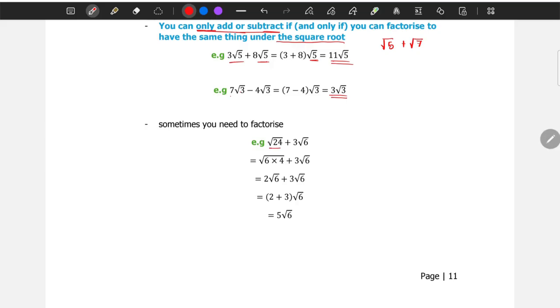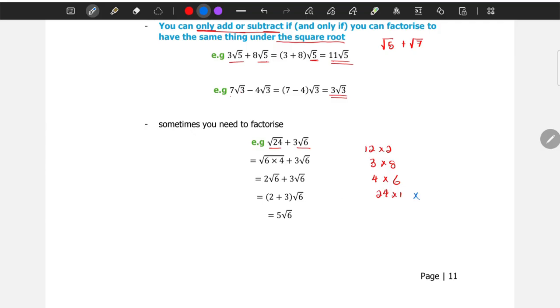For example, here we have 24 plus 3 square root of 6. So a question can come like this, and you have to recognize the thing: how can I express 24 into something that can give me a perfect square? So looking into the different factors that give 24, you either have 12 times 2, or 3 times 8, or 4 times 6, or 24 times 1. So looking into this, you then try to eliminate which ones don't work.